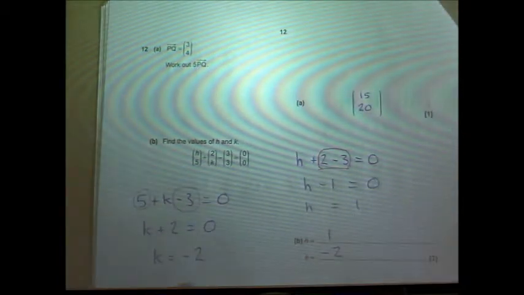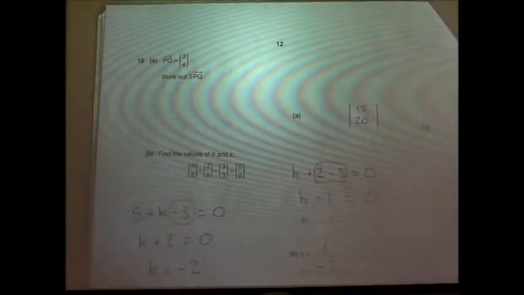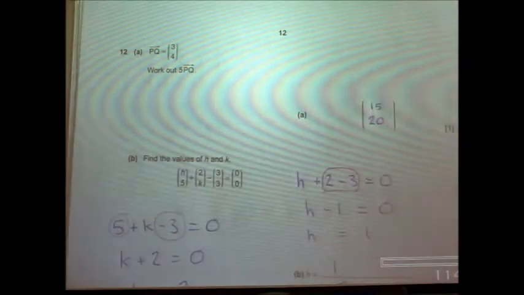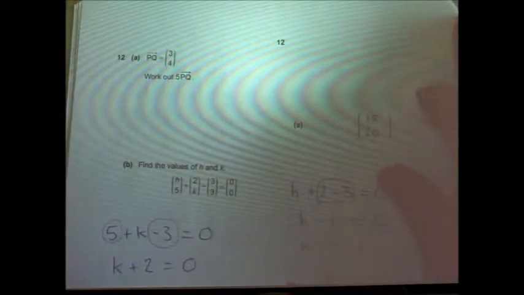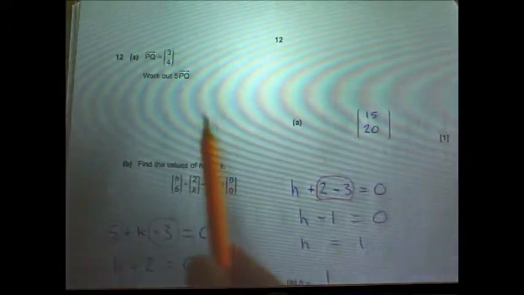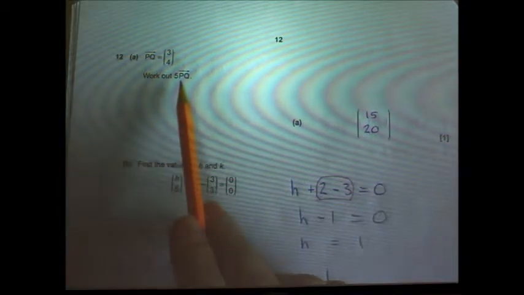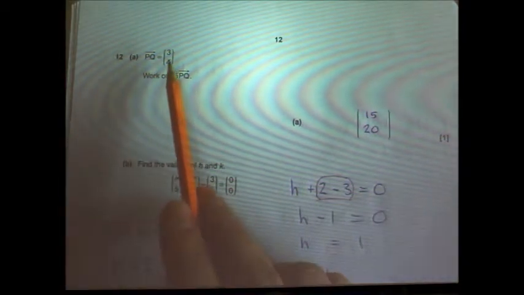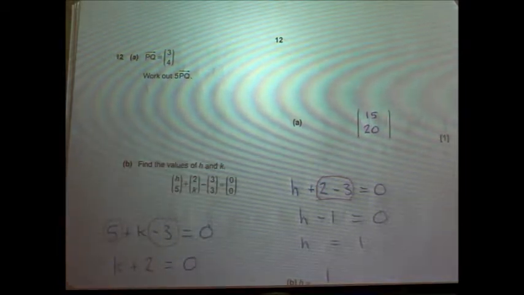Question 12. This is a topic called vectors. It doesn't often come up in the foundation paper, but when it does, it comes up and it's relatively straightforward like this. You don't really need to know too much about vectors to work it out. You can sort of use a bit of common sense. So PQ is 3 over 4. So work out 5 lots of PQ. Well, you just times them both by 5. So it's 15 over 20. You could have a reasonably educated guess at that. I think you should be all right.